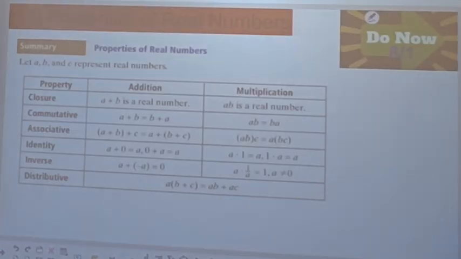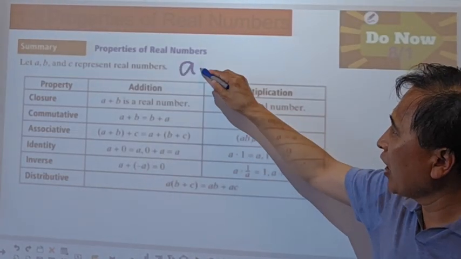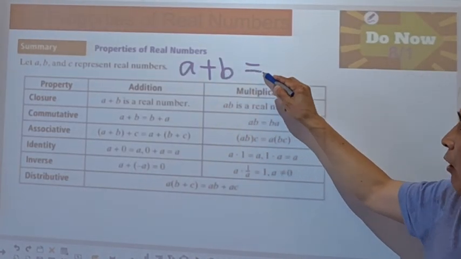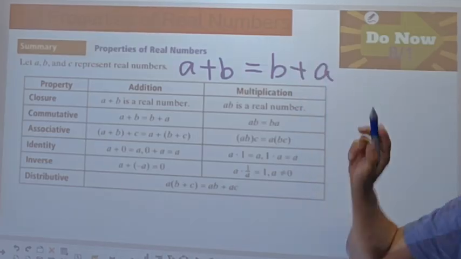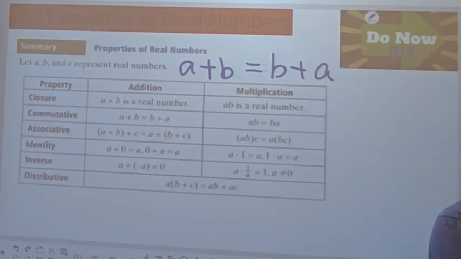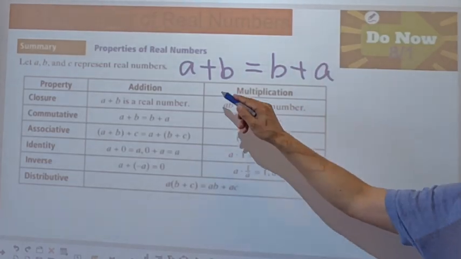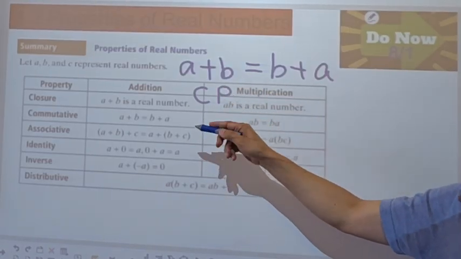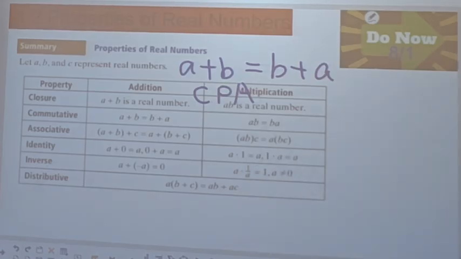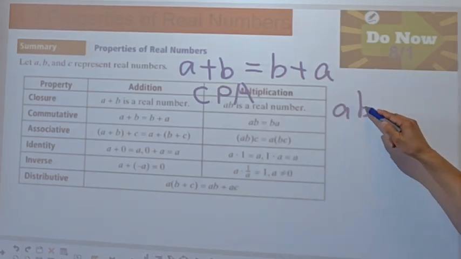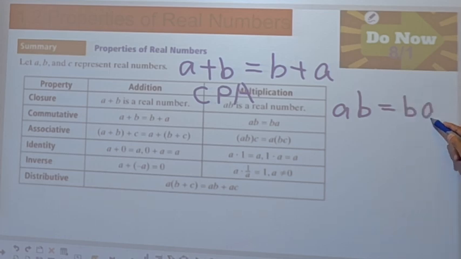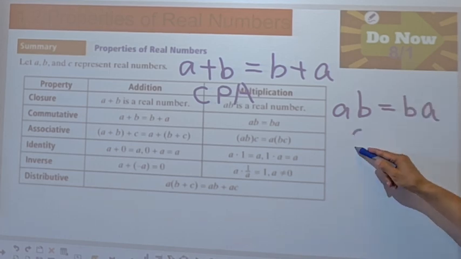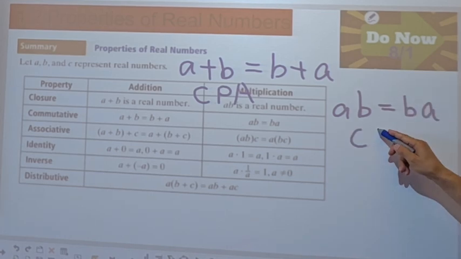So let's explain. A plus B, you can change the order, B plus A. This one we call commutative, change the order, right? So commutative property of addition. You can write it as CPA. And then AB, you can do BA. This is still commutative, we are changing the order. Commutative property of multiplication, you can write CPM.